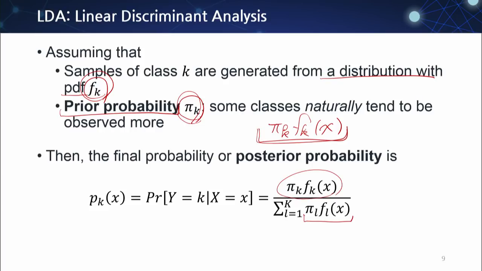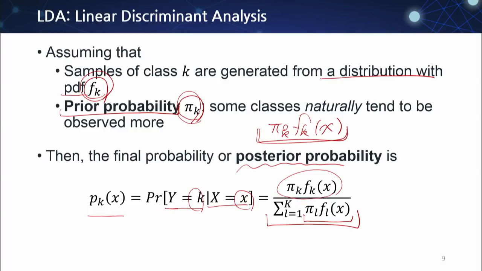Okay, so this is a model. This actually models the probability that this sample has class K given X is a small x. So we call this probability the posterior probability.